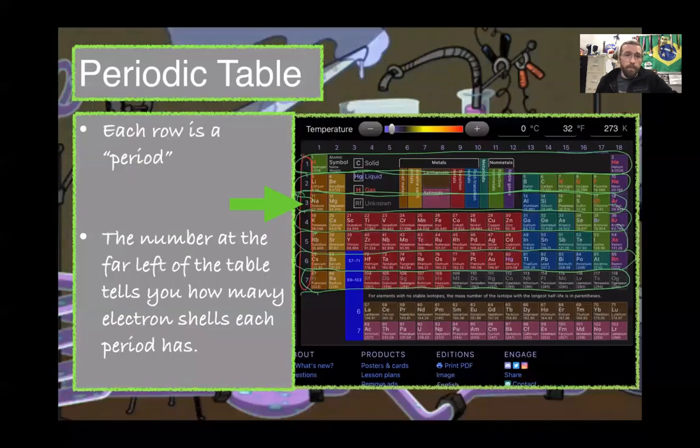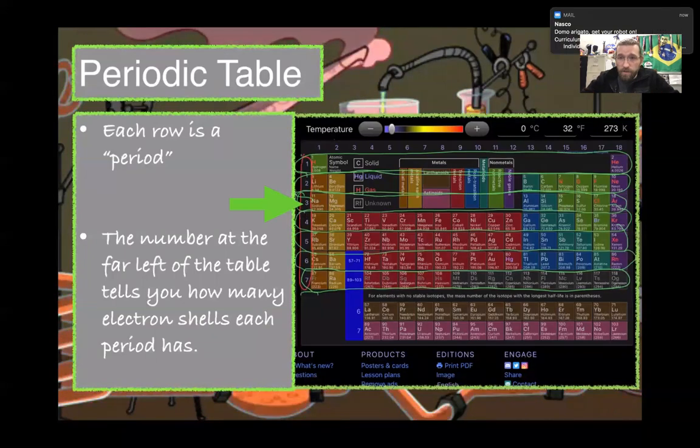Now, to quickly go over the arrangement and what we mean by period, you can see here on my screen, I've circled all of the different periods in green. So period number one starts with hydrogen and it ends with helium. There's only two of them.